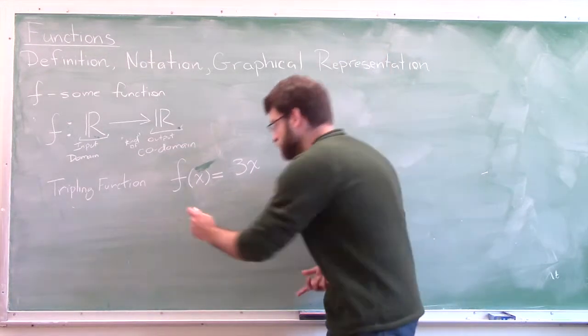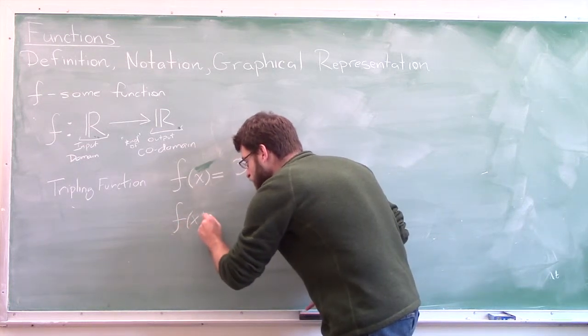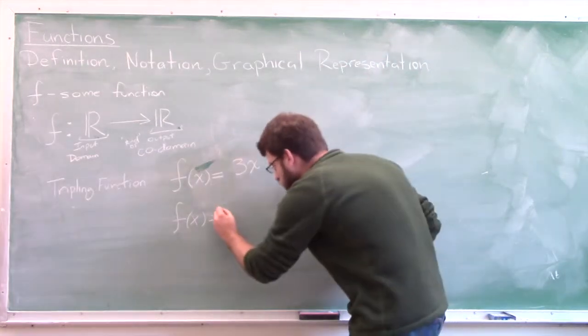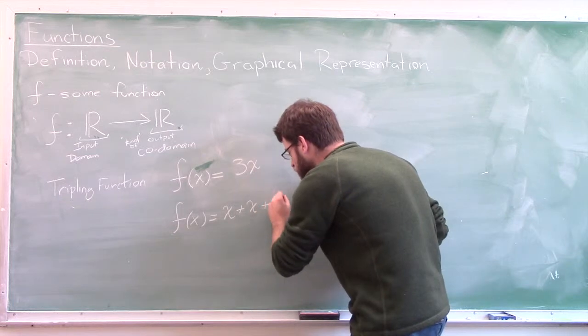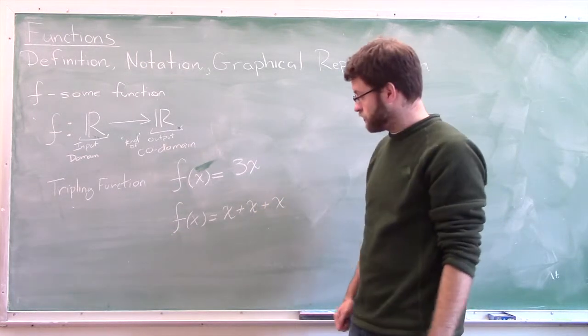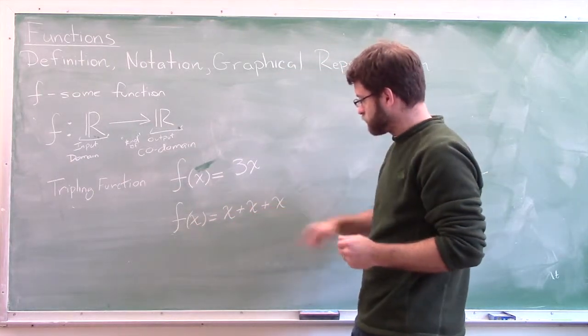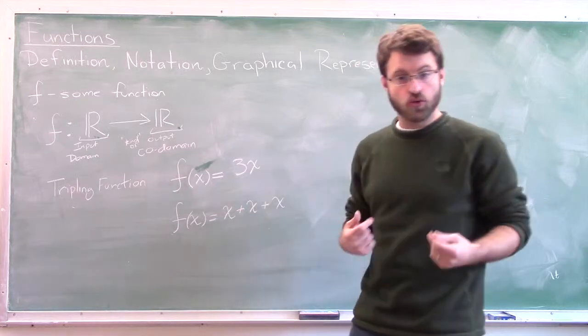Another way to get the value of this tripling function would be to add x to itself 3 times. So f of x is equal to x plus x plus x. Both of these formulas are going to do the same thing.